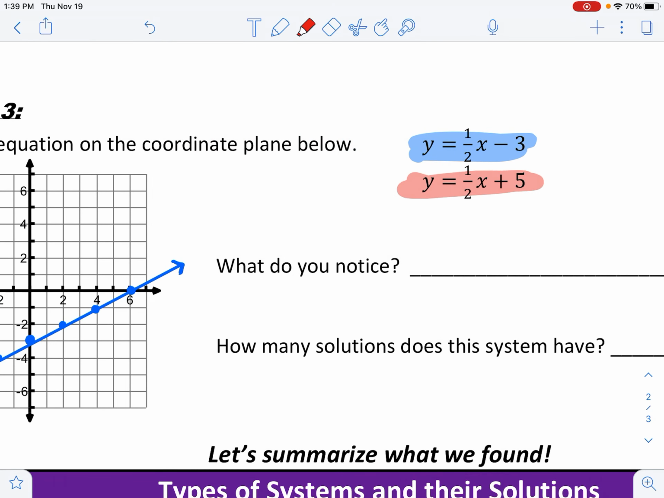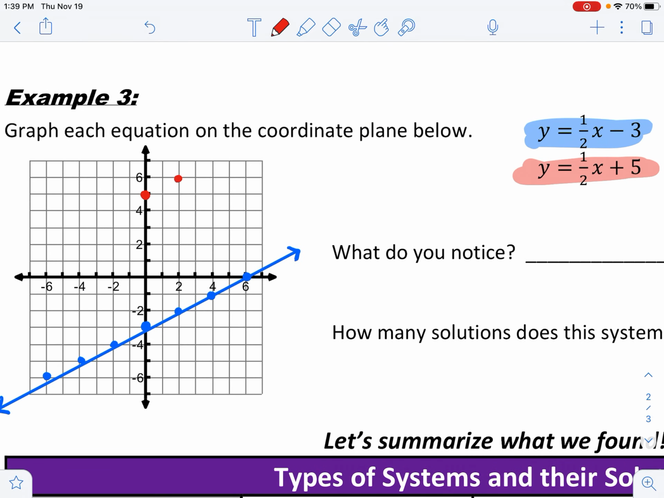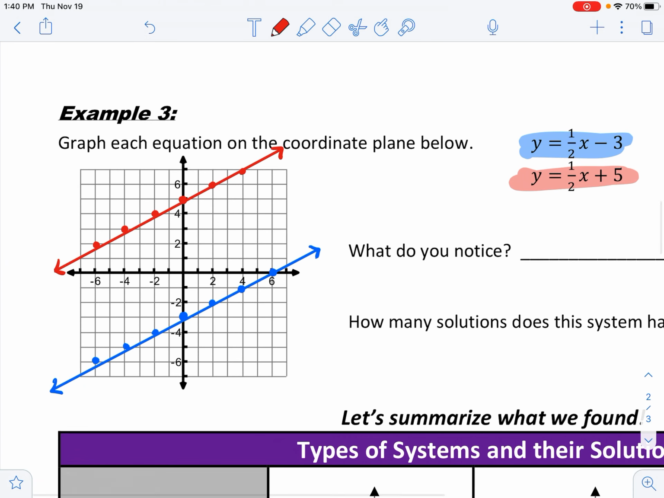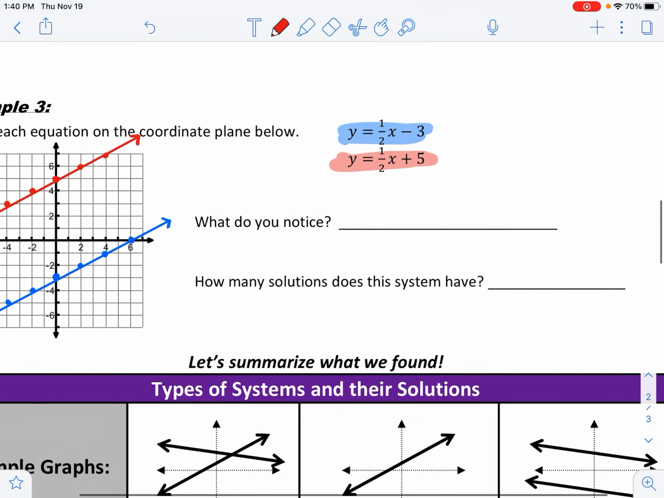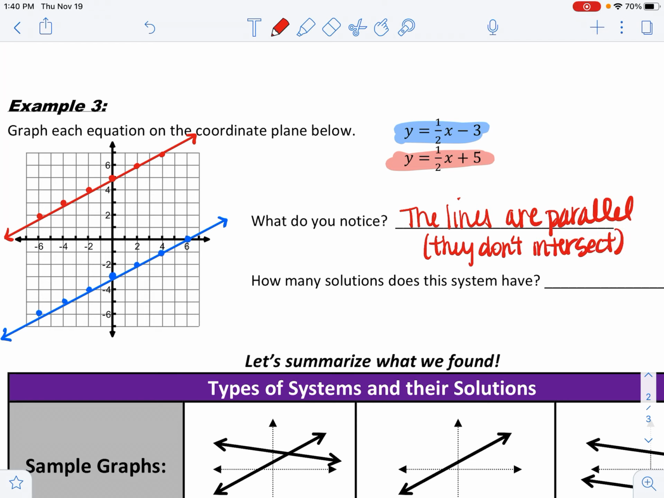There we are. And now I'm going to graph the next line. The next line is y equals 1/2 x plus 5. All right, y-intercept of 5, slope of 1/2. Up 1, over 2. Down 1, left 2. Now if I asked you where do these lines intersect, you should say, well, they don't. What's true about these lines? These lines do not intersect. What's that called when things don't intersect? It means they're parallel. The lines are parallel, meaning they don't intersect.